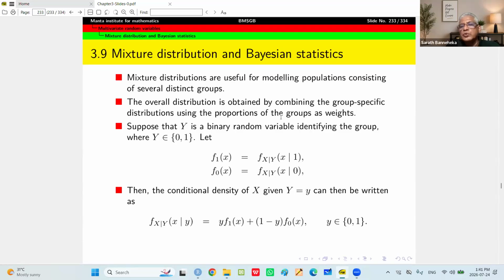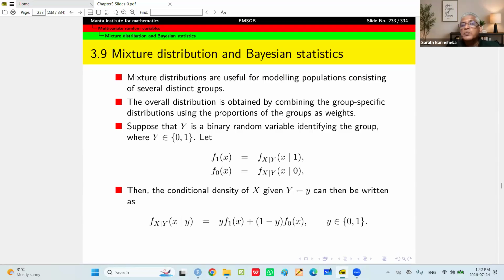Right. So in order to find out the mixture distribution, we have to know, first of all, the individual distribution for each group. And in addition to that, we have to know the proportion of units belonging to that particular group out of the whole population. Suppose that Y is a binary random variable identifying the group, right? Here I'm considering only a situation with two groups. So in that case Y will be 0 or 1, or you can call it 1 and 2 also if you want, just labels.